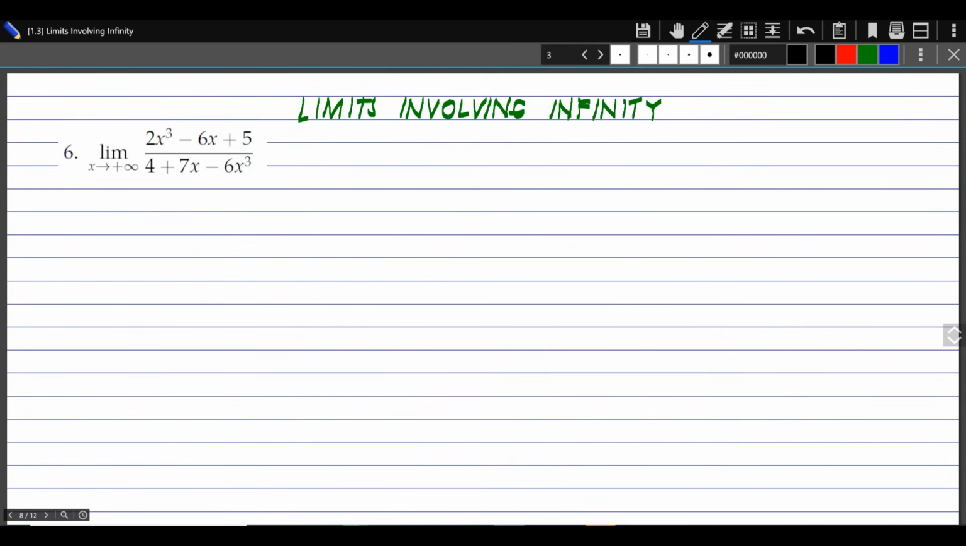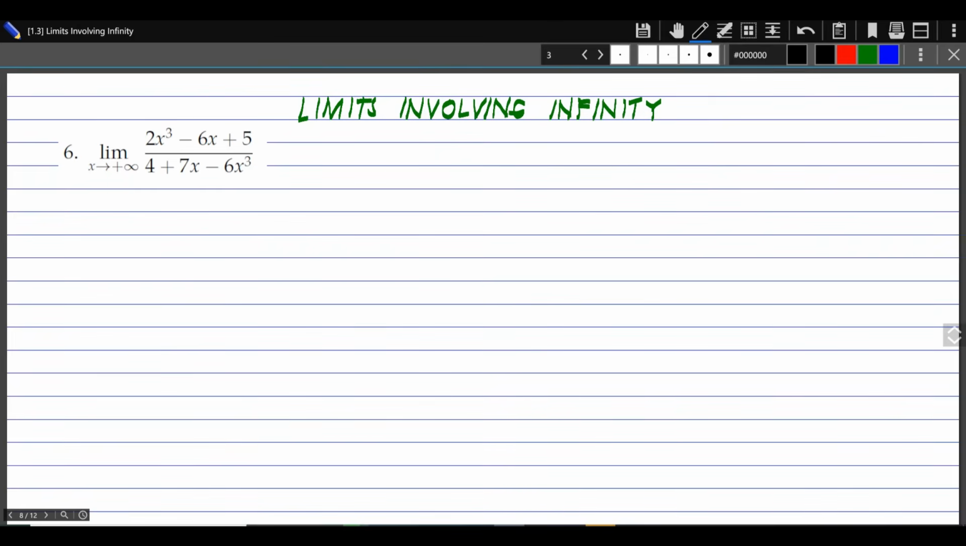For item 6, we are solving for the limit of a function as x goes to infinity. This is the first example for the topic limits at infinity. Observe that the limit of the numerator is infinity and the limit of the denominator is also infinity. So we have an indeterminate form of infinity over infinity. Since x is not equal to 0, we can divide both numerator and denominator by the highest power of x in the denominator, which is x cubed.